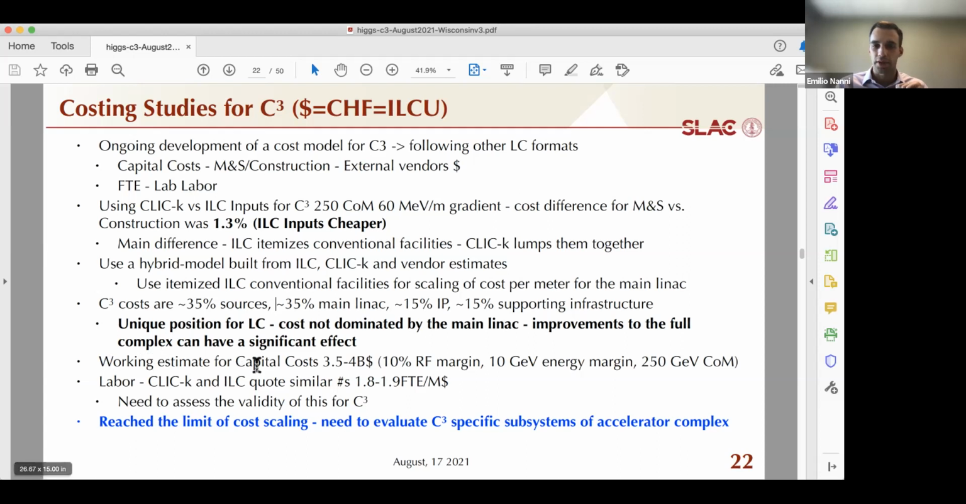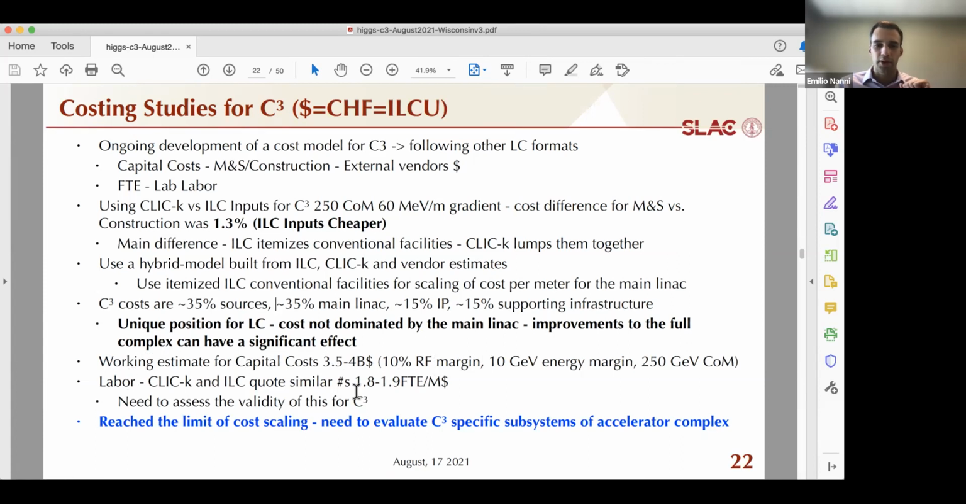So our working estimate for the capital costs for the 250 GeV center of mass case is in the range of $3.5 to $4 billion. This would give you 10% RF margin and 10 GeV energy margin at the nominal gradient. So a little bit of spare capacity built into the system. This, of course, is something we're continuing to work on and hoping to refine as we move forward.